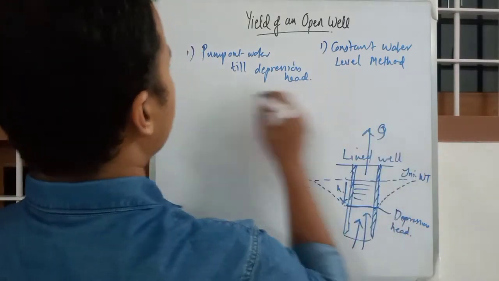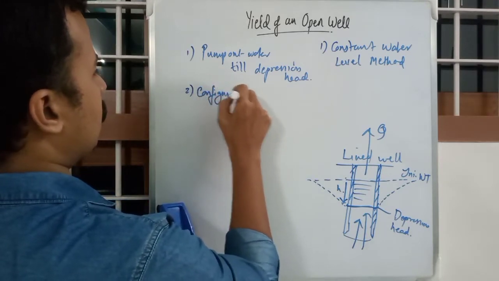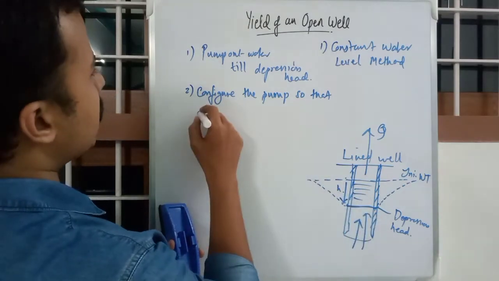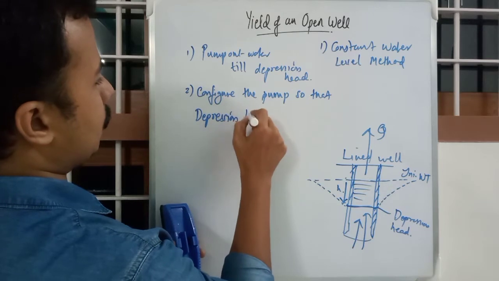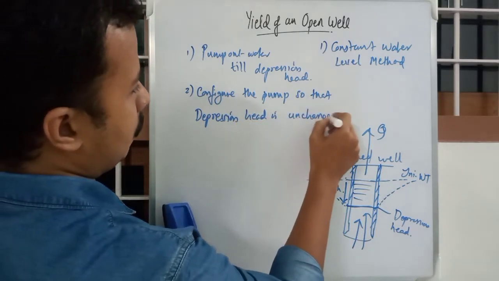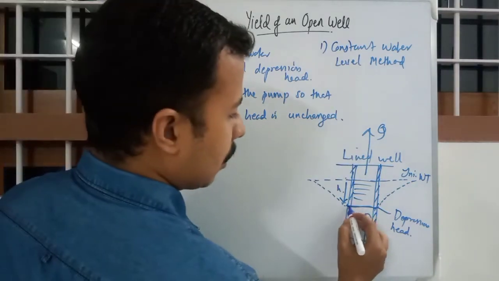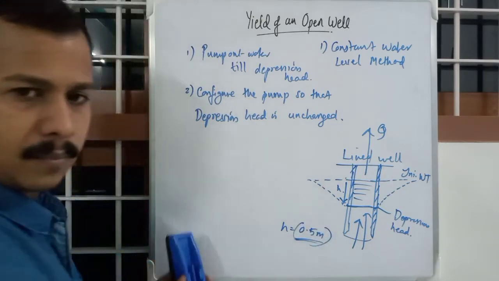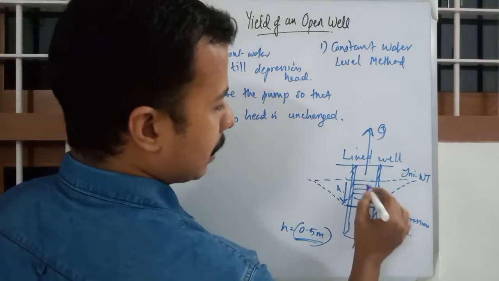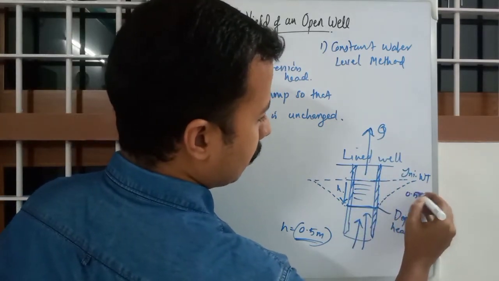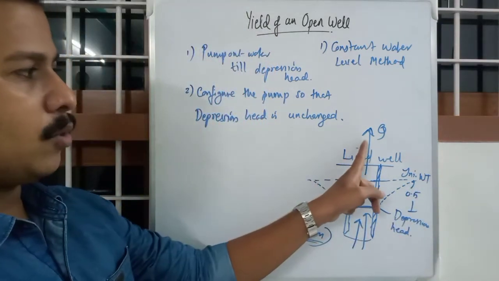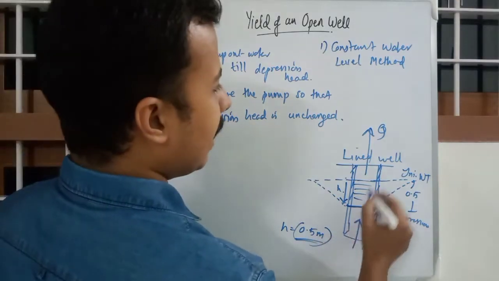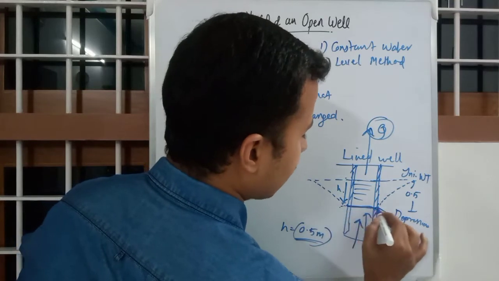We will configure the pump so that the depression head is unchanged. That's it. Say we fix h as 0.5 meter, arbitrarily, and after initial pumping the water table has reached 0.5 meter. Then we will reduce the pumping out quantity, and then we will vary this pumping out quantity so that the depression head stays at this level.